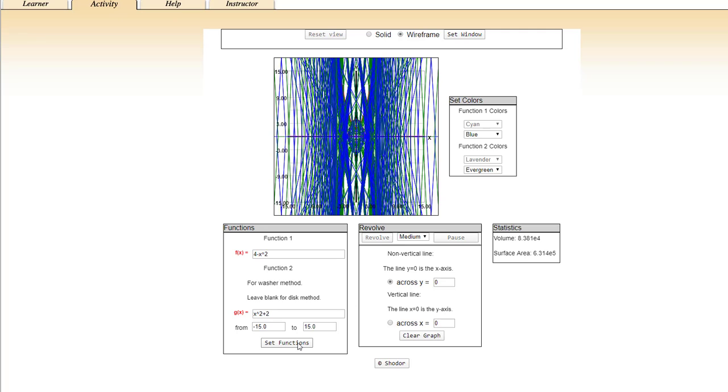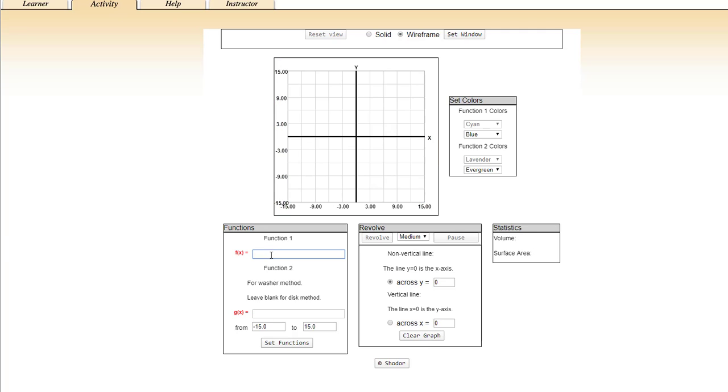We don't want this. So instead, what we're going to do is go ahead and set our parameters.